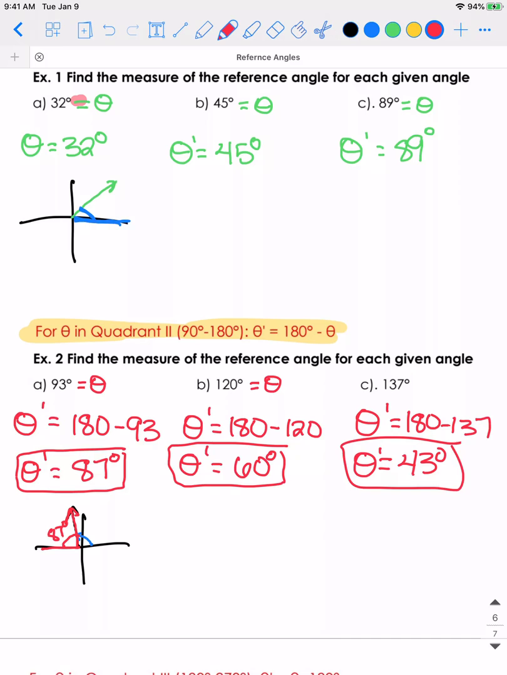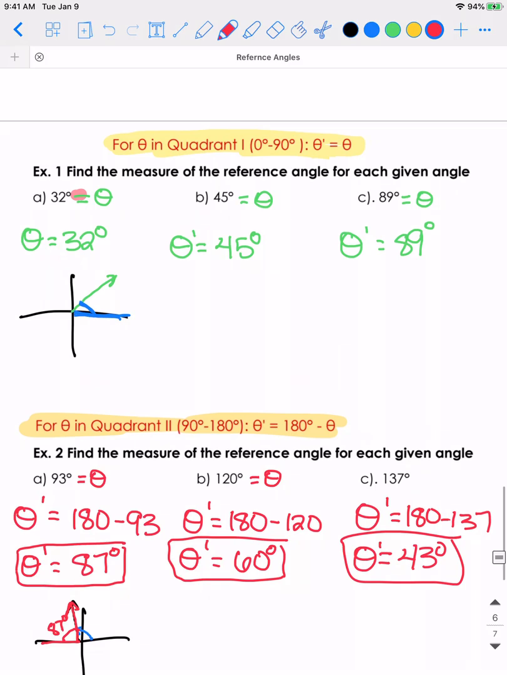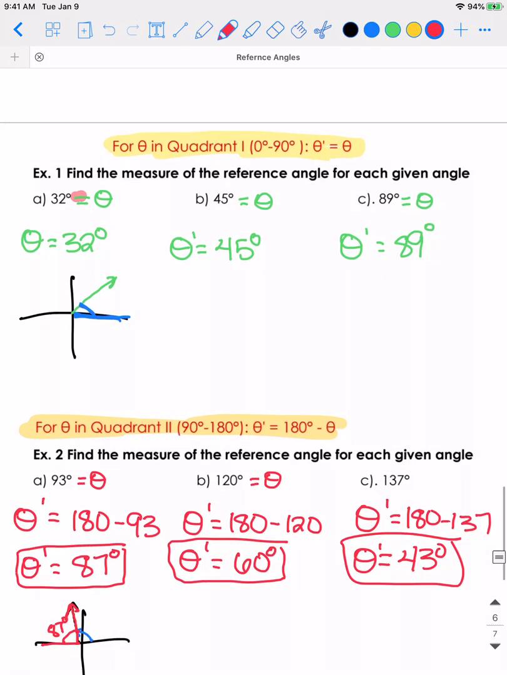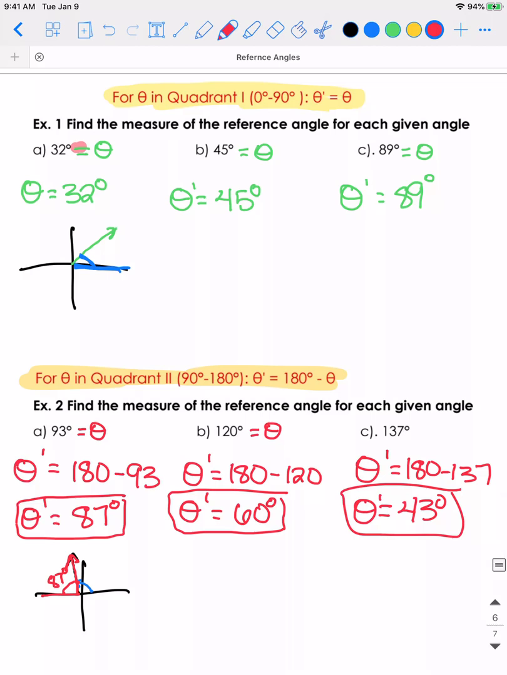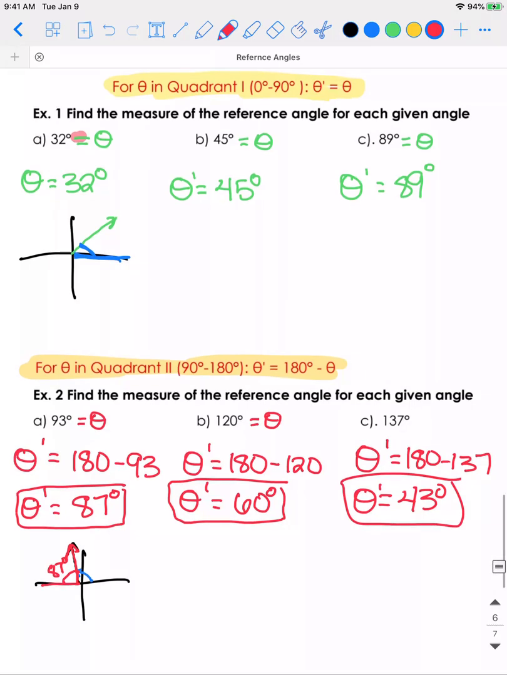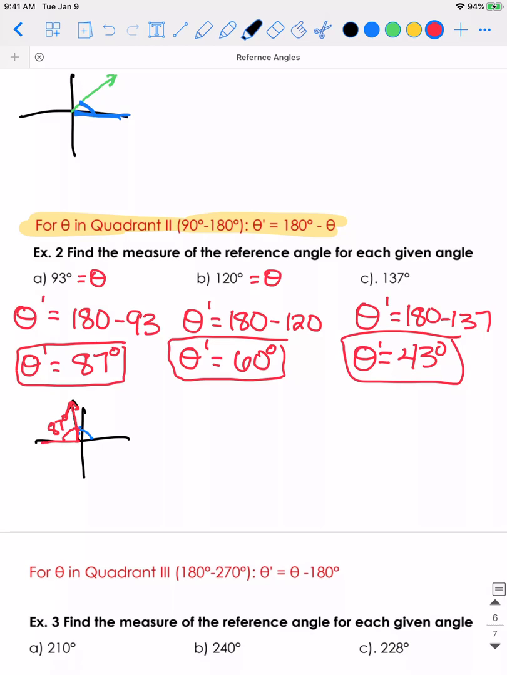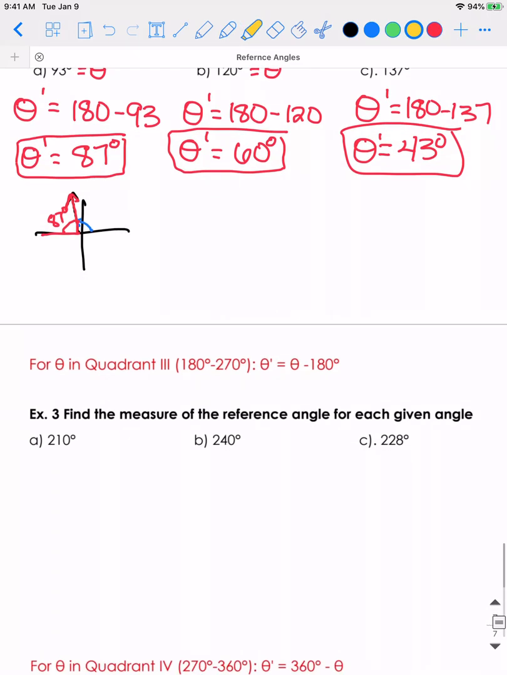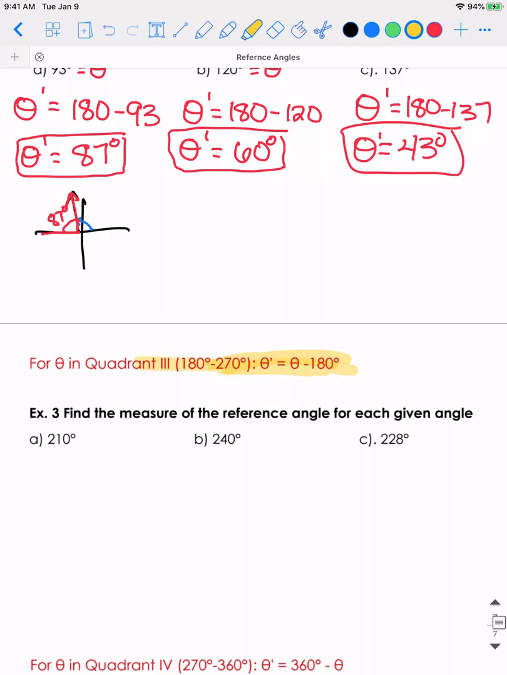Okay, now that's only quadrant 2. Again, the highlighted part is the important part. So far we've talked about quadrant 1, where theta prime is exactly theta, and quadrant 2, theta prime equals 180 minus theta. Going into quadrant 3, now we're going to take the angle we're given, theta, and subtract 180 from it. Because these numbers are going to be greater than 180, but 180 is still the closest x-axis. And we want it to be positive and acute.